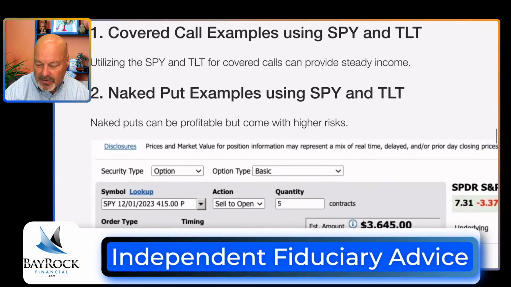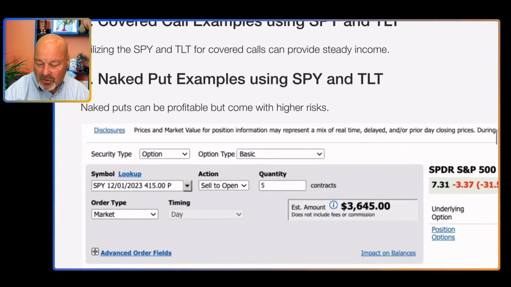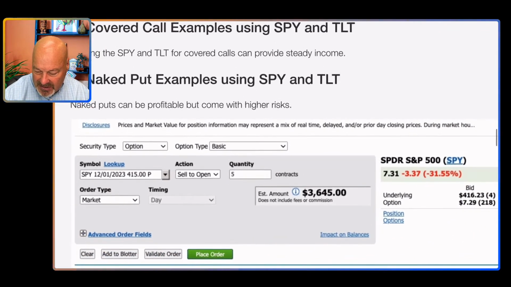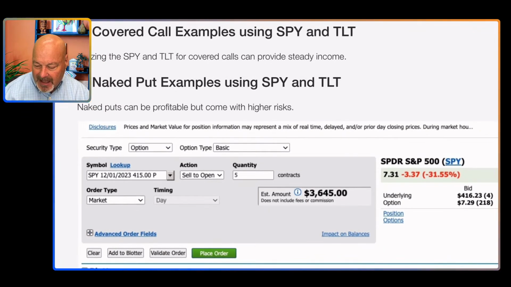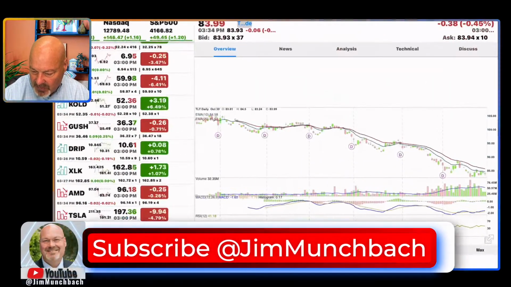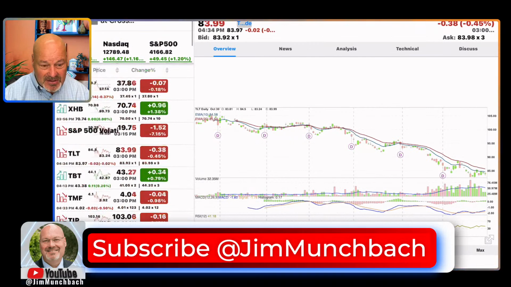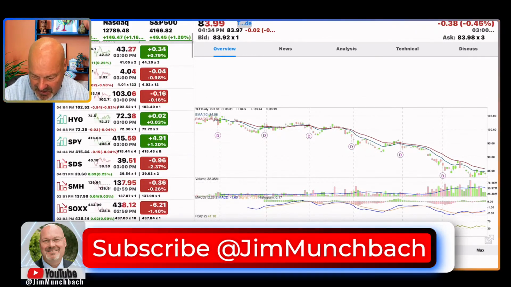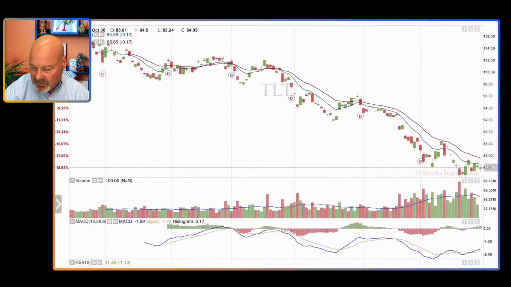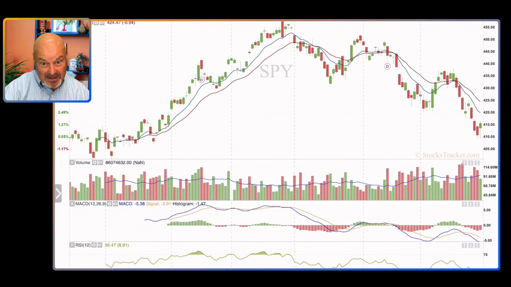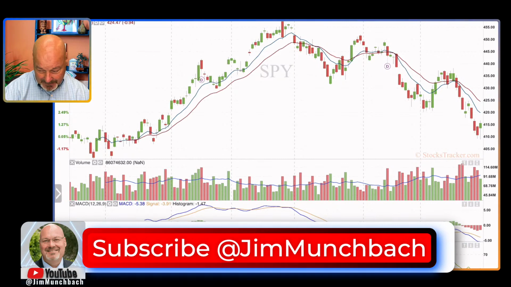Here are the real world examples. The first thing I want to show you is a put. I took this screenshot today. I'm going to jump on over to the market today. This is the market today. So let's look at the SPY. This is the SPY. That is an ugly chart. That is a very ugly chart.